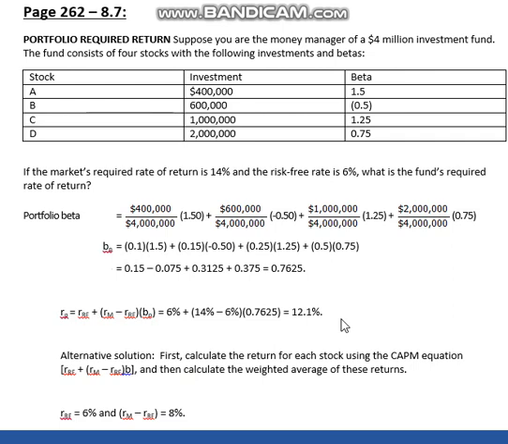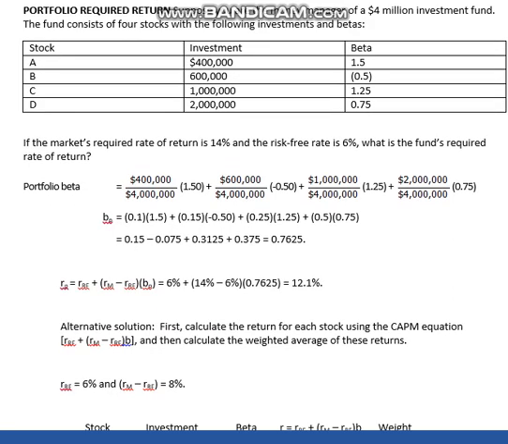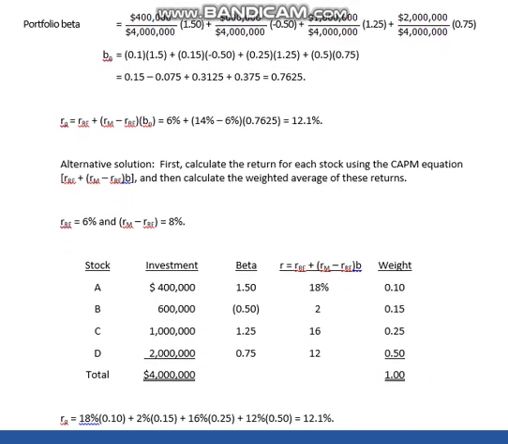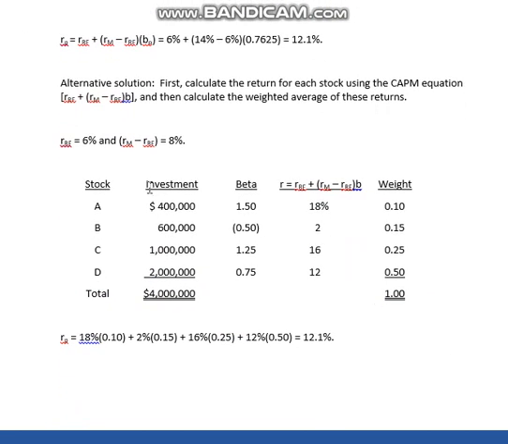The second method, or alternative solution, for solving this problem: first we calculate the return for each stock using the CAPM equation, risk-free rate plus required rate of the market minus risk-free rate times beta, and then we calculate the weighted average of this return. We have the risk-free rate equal to 6% and RM minus R risk-free rate equal to 8%.